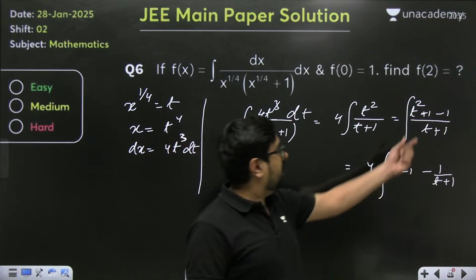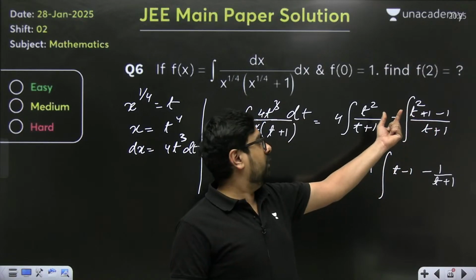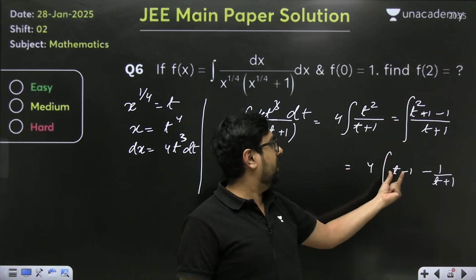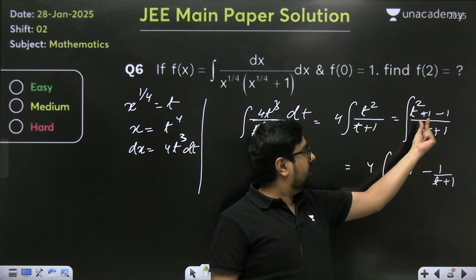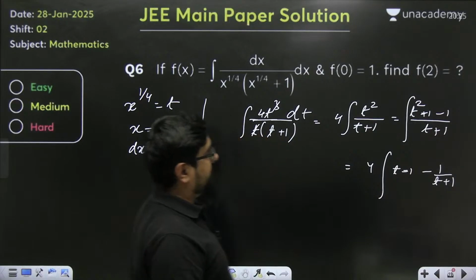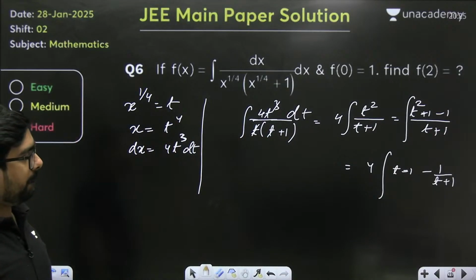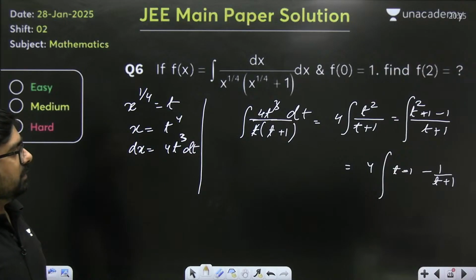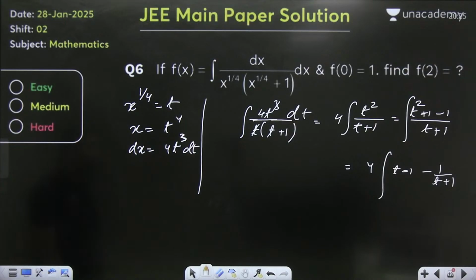In t square minus 1 upon t plus 1, t plus 1 into t minus 1 will cancel, t minus 1 will remain, and this will be plus 1 upon t plus 1. So we can write like this, correct? Now we have taken t equal to x to the power 1 by 4. So t square, yeah, okay, t square also no problem.